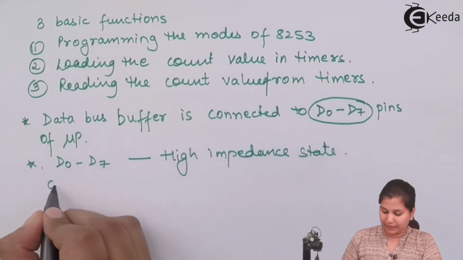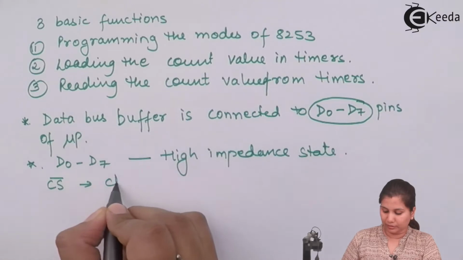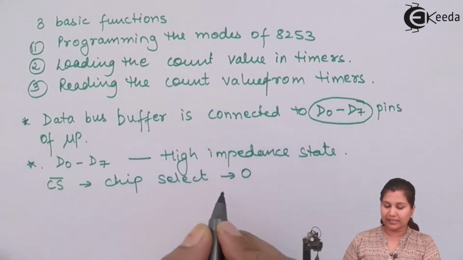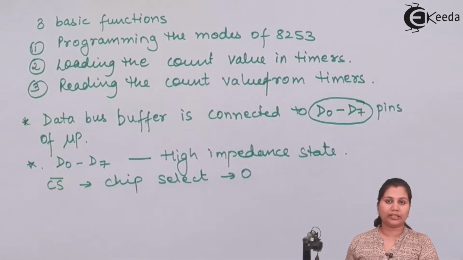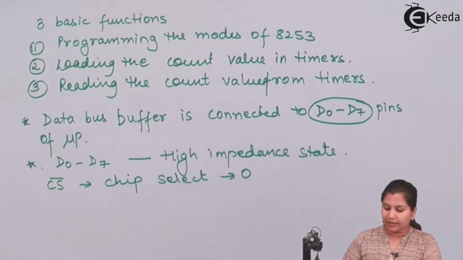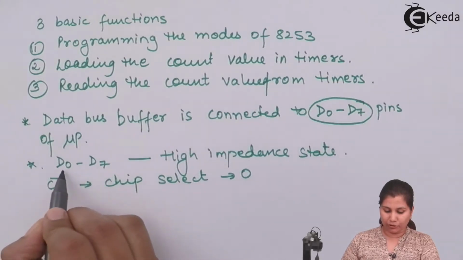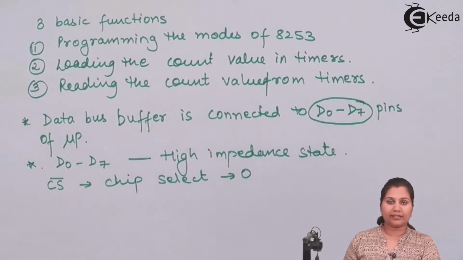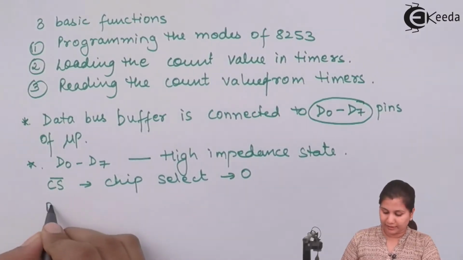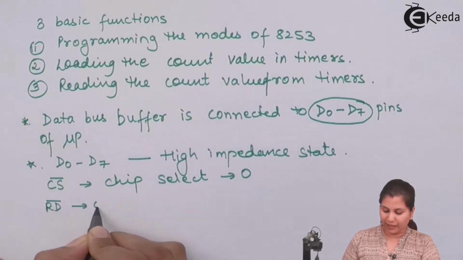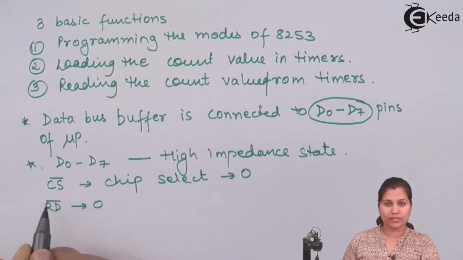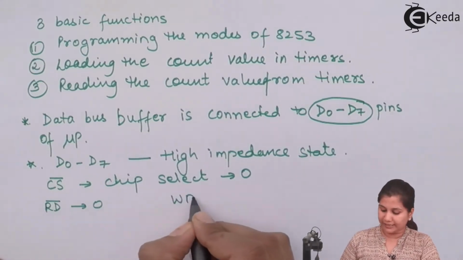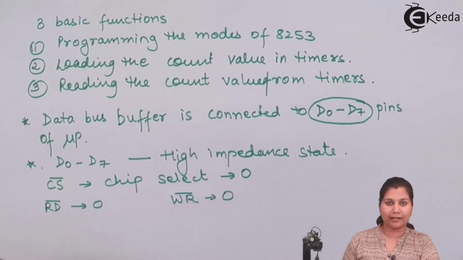Now when the chip select signal is enabled, means its value is 0, it means that the microprocessor wants to communicate with the chip, and then these D0 to D7 pins get activated and the data is transferred. Now if the read signal is activated, means its value is 0 because it's an active low signal, so it will be active when its value is 0. Or if the write signal is active, means its value is 0.